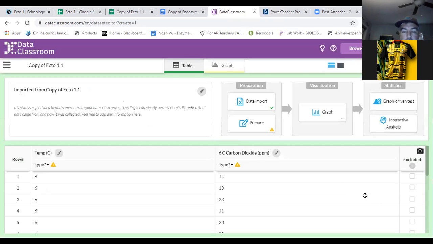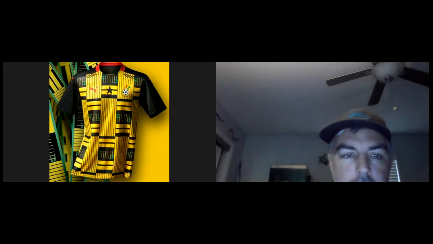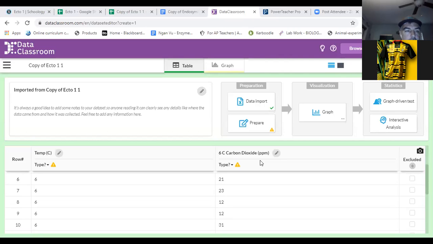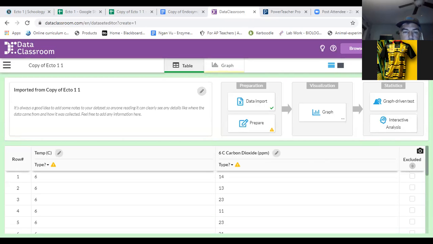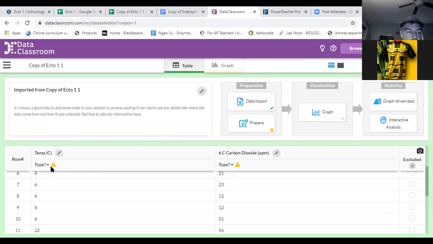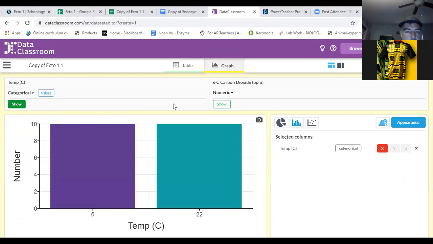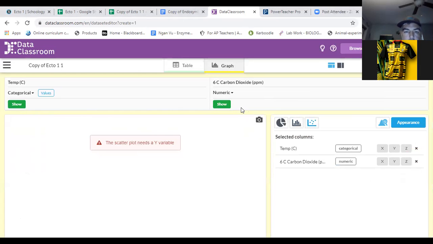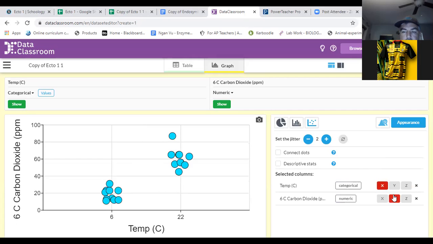Okay, so now I have, make sure I'm still sharing my screen so it didn't jump away from you guys. And we're doing ectotherm. Here I've got all my data. I need to change this data type to categorical and this data type to numeric because this is my independent variable. I'm going to make a graph with it, a scatter plot. Oh, got to show a Y and X. So I went over here and I changed Y and X.